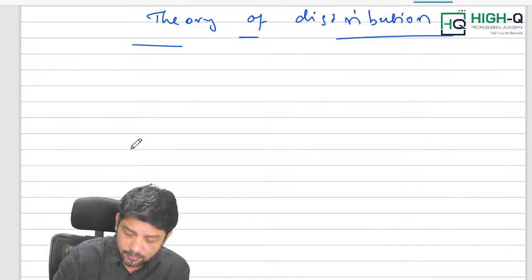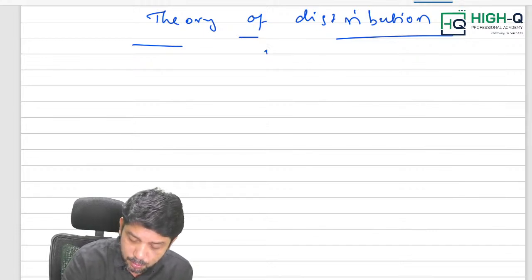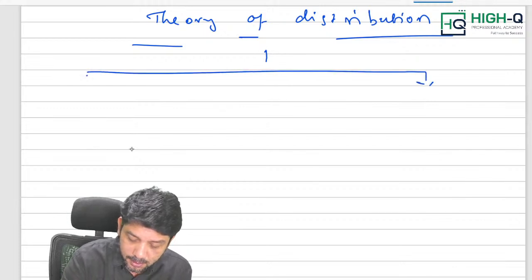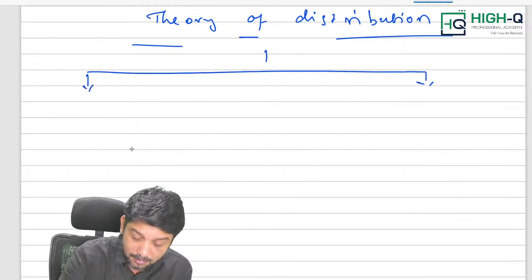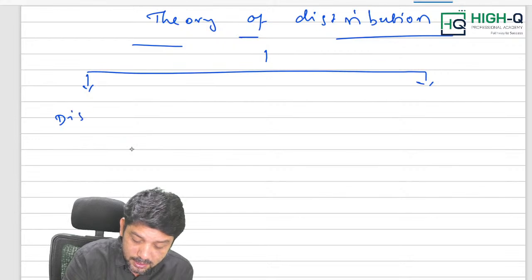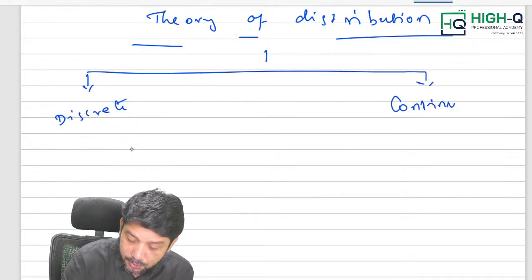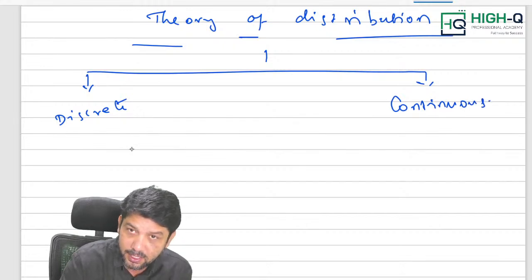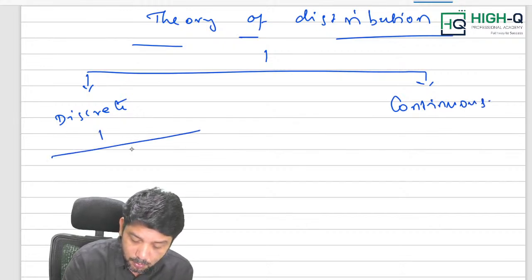See, what is theory of distribution? There are two types of distribution, my dear. One is discrete distribution. The other one is continuous distribution. Total how many types of distributions, my dear? Discrete and continuous.